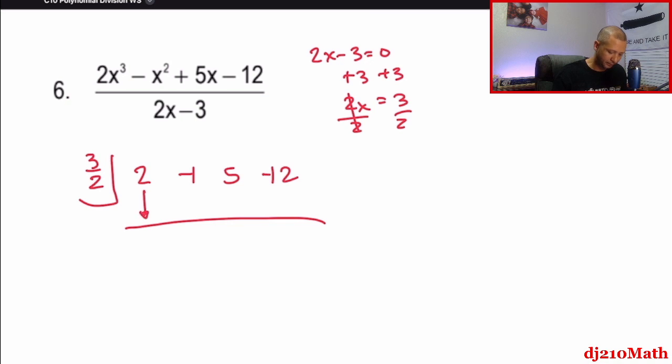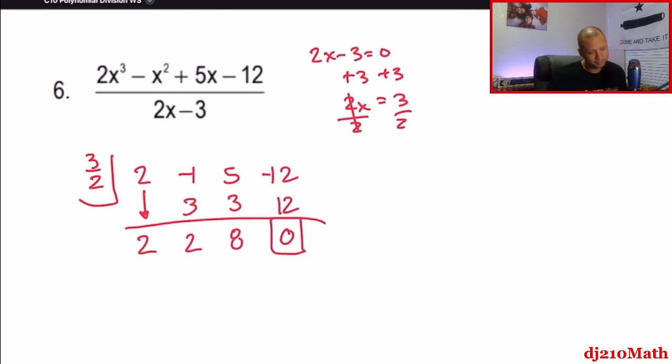Bringing down the 2. When we multiply, the 2's are going to cancel, making just 3. We add, so we get 2. Again, multiplying by 3/2, the 2's cancel, we're going to get 3. When we add, we're going to get 8. 3/2 times 8. The 2 is going to cancel with the 8, making a 4. Times 3 would be 12. Plus negative 12, we're going to get 0.